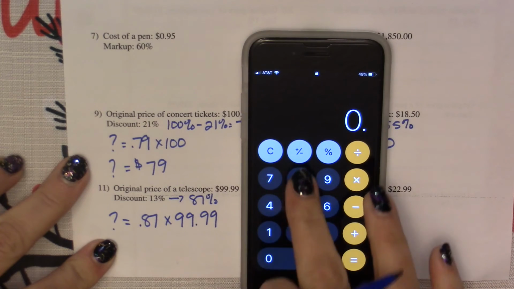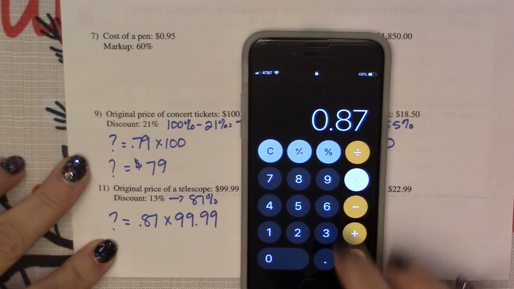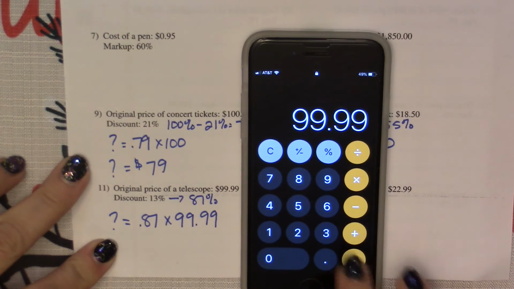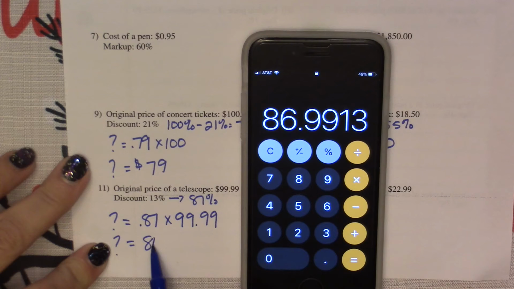All right, let's grab our calculator. So 87% times $99.99 gives us a selling price of $86.99.